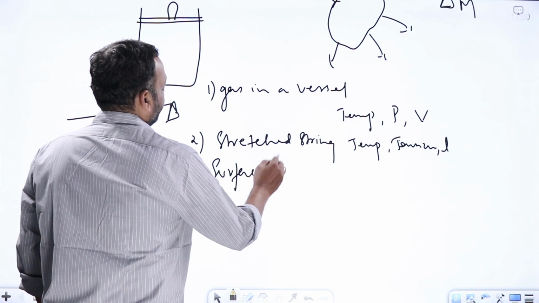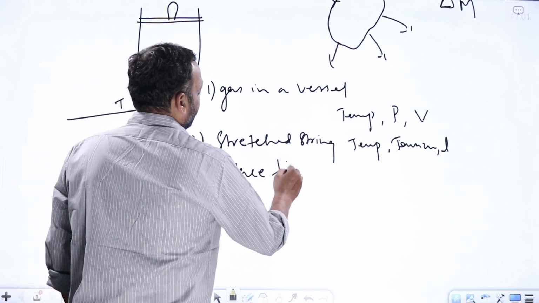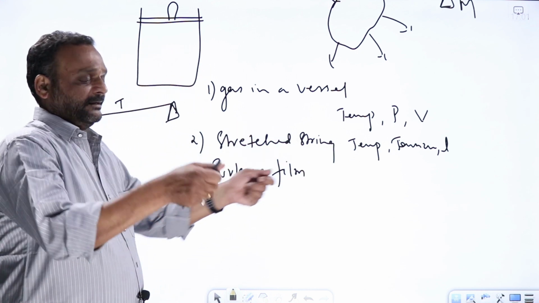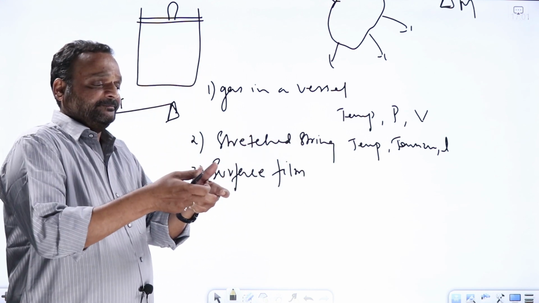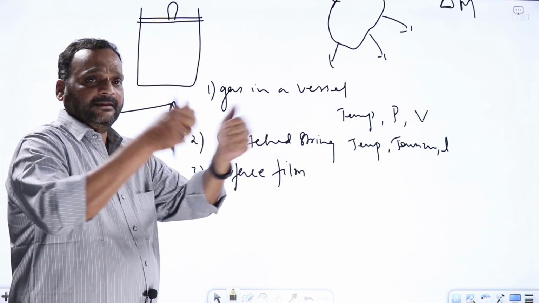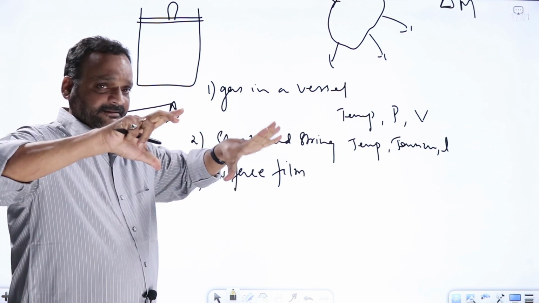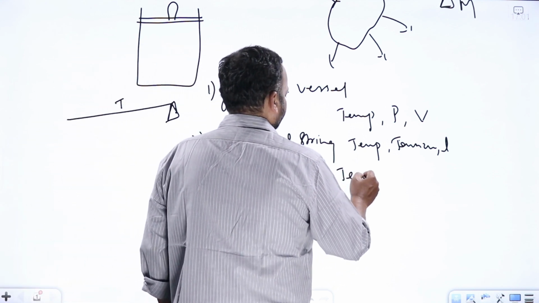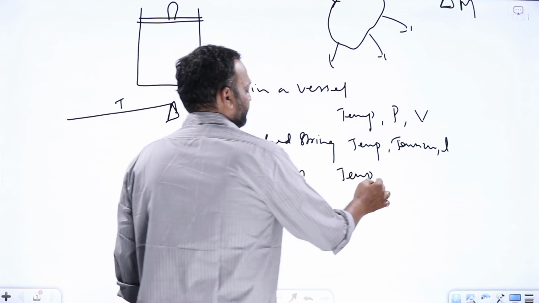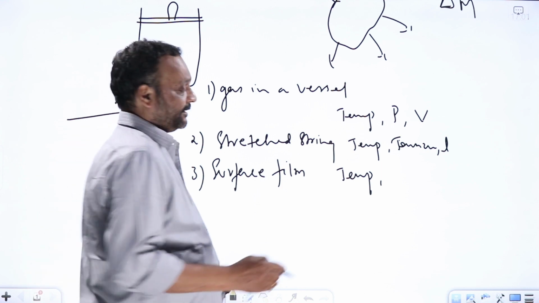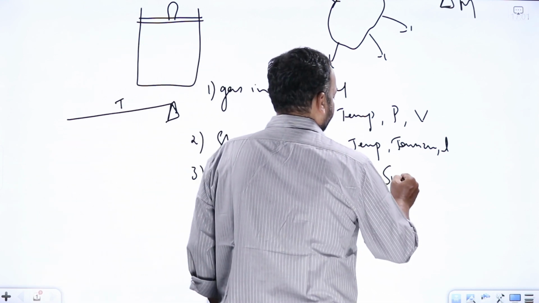Similarly, a stretched membrane or a surface film, like an oil fleck on the surface of water, or a leather one, just like in tabla and mridangam, drums, etc. Leather piece will be stretched under some tension. Okay, there what are the important parameters? Again, first one always temperature. Second one, for a stretched membrane, we call it surface tension. Surface tension is one important property.